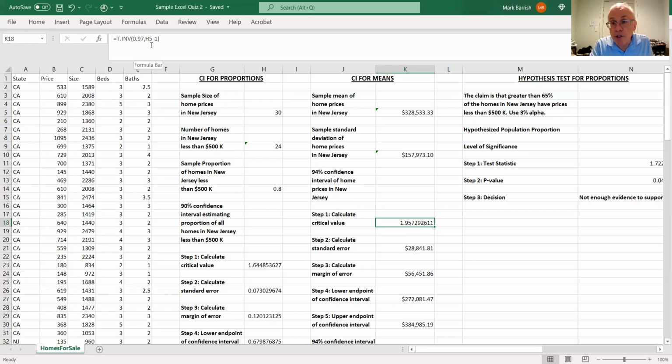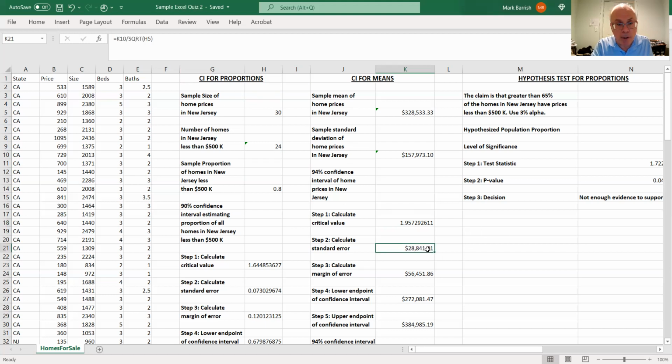What you use next is the degrees of freedom, and notice I point directly to H5, which is the sample size, and then I subtract 1. Sample size minus 1. Please do not put 29 in there. You get no credit for that. So please, you refer to the actual cells where these numbers are, right?